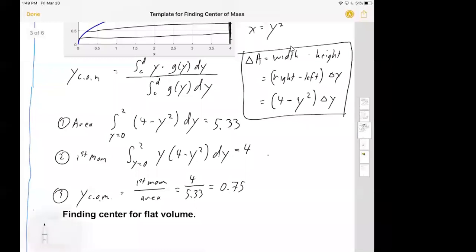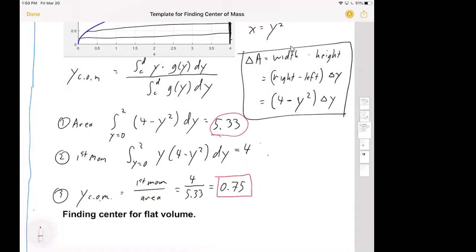So hopefully you noticed right away that the area value that we calculated right here was exactly the area that we attained when we did this with respect to x using vertical rectangles. So it should be the same because it's exactly the same area. The first moment we calculated is quite different this time. And if we look at the answer, when we take the first moment and divide by the area, we end up with 0.75. So we should always ask, does this make sense?